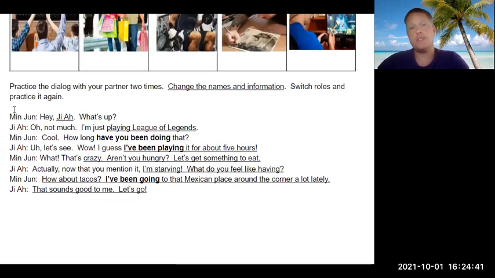Okay, and now let's practice the dialogue together, or you can do it with a partner or a friend 2 times. Change the names and the information, and the second time switch roles. So I'll go first, you can go second.